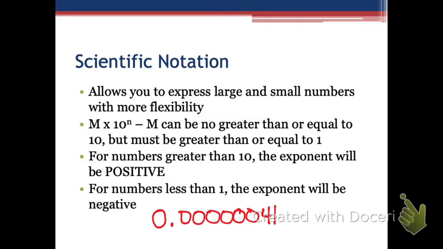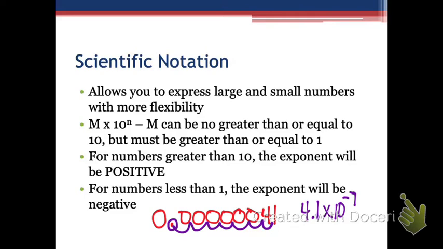0.0000041. This number that I'm trying to express is less than 1. Here's my original decimal. Where does it need to go? Between the 4 and the 1. So now, it doesn't matter which way I start counting, but I had to move it 1, 2, 3, 4, 5, 6, 7 spots. So 4.1 times 10 to the negative 7. Okay? Questions with that?